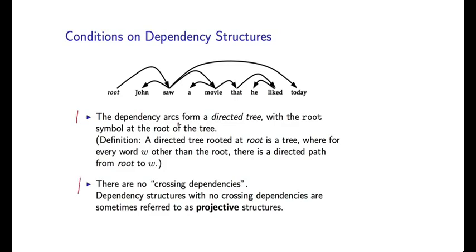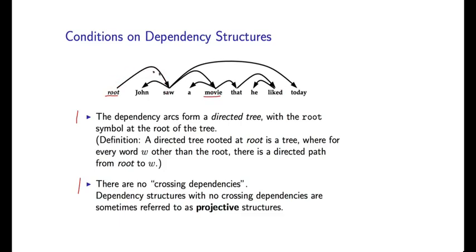So the first constraint is that these directed arcs form a directed tree with this root symbol at the root of the tree. So this basically means that if I pick any word in the sentence, for example, movie, there's going to be a directed path from the root to that word. So in this case, the path is first this arc root to soar, and then this arc soar to movie. So every one of these words is connected to the root through a directed path.